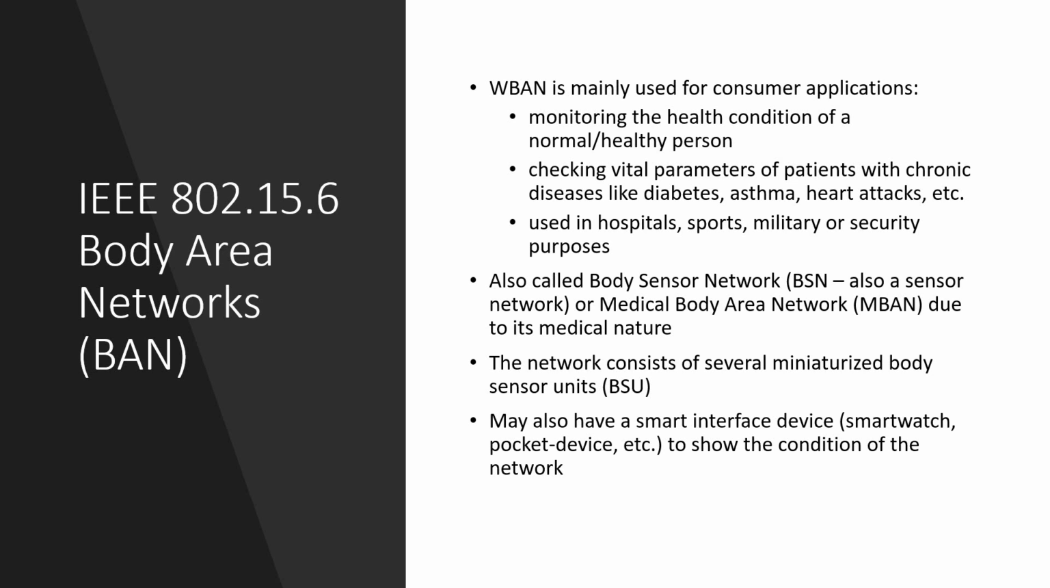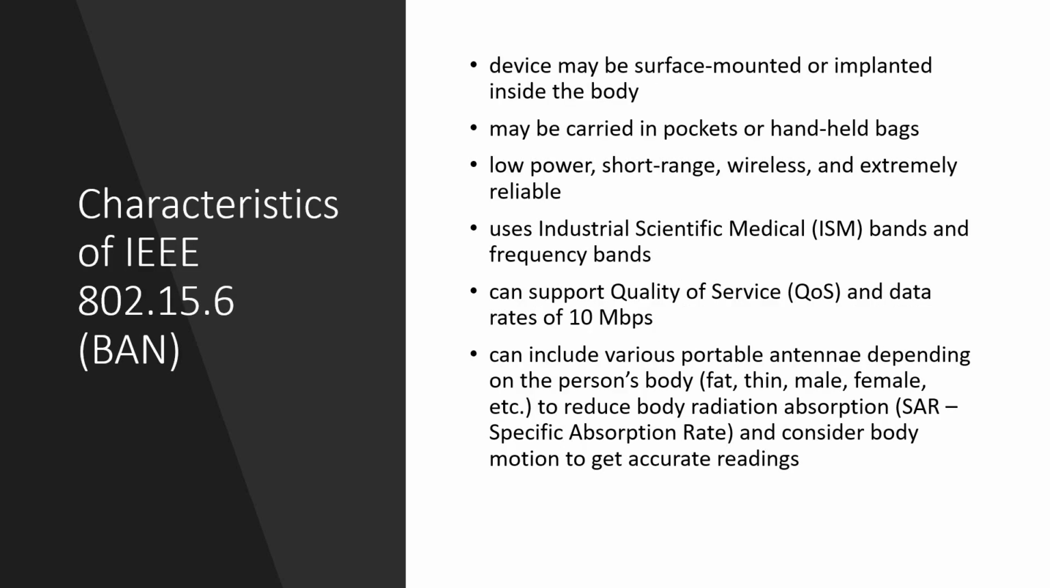But it may also contain a smart interface, for example, a smartwatch which shows your heartbeat, or for example, the Apple Watch maybe. It might also be a pocket device which may be kept in the pocket, and then it can be taken out to see the condition of the network, and so on. So these are some of the characteristics of BAN. The device may be surface mounted, for example, the watch, that's actually a surface mounted device, or it may be implanted inside the body. Okay, so this is rare, but it might be required in some cases.